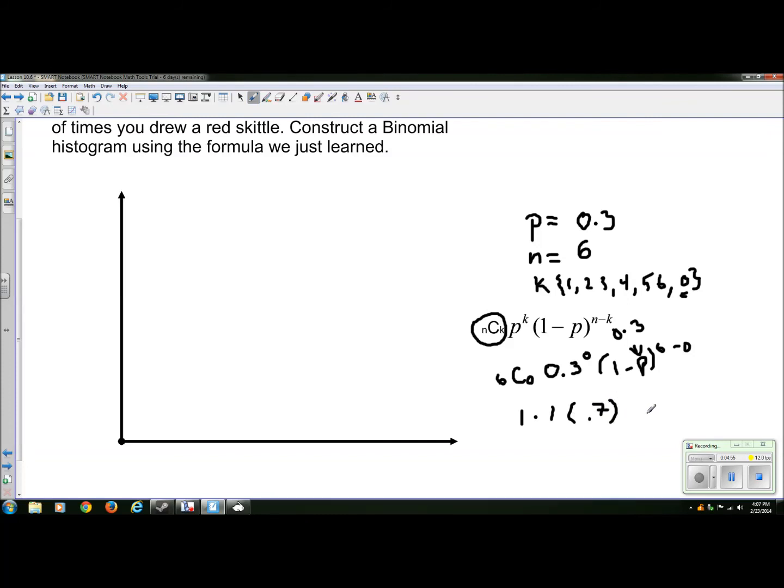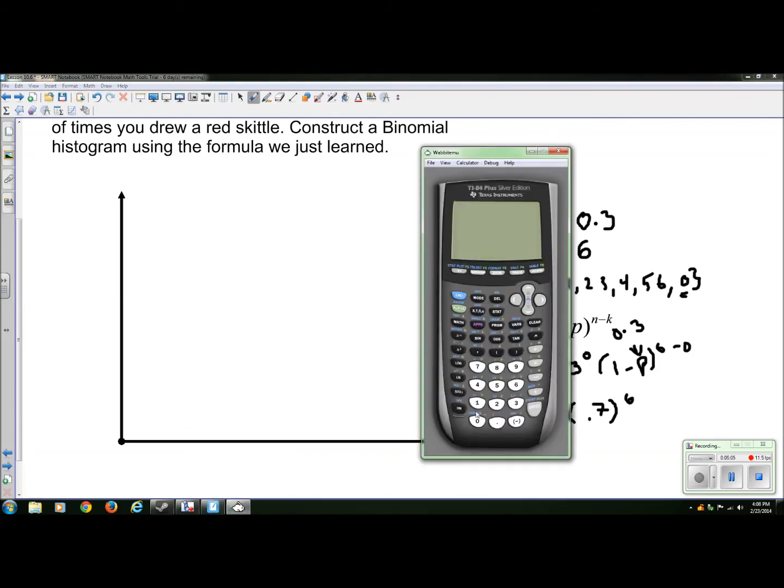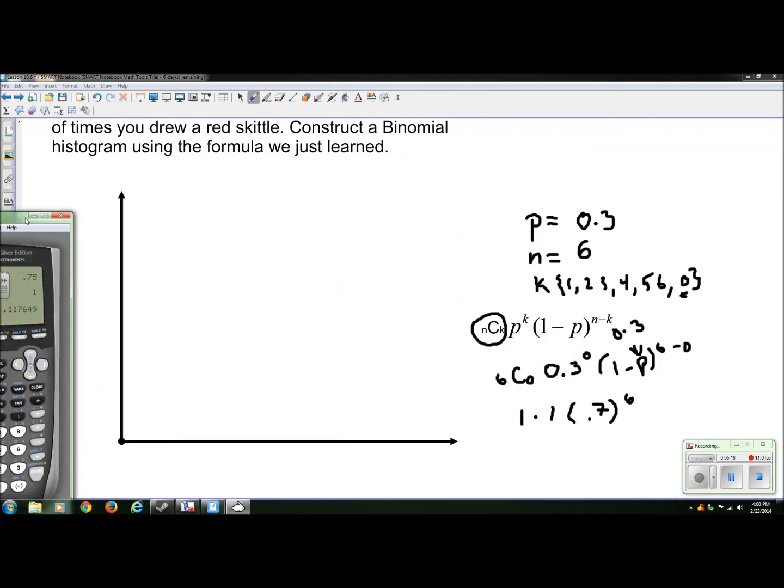0.7, 6 minus 0 is 6, to the 6th. So we're going to have 0.7 to the 6th is 0.117, or 0.118 to round up. 1 times that is still 0.118.